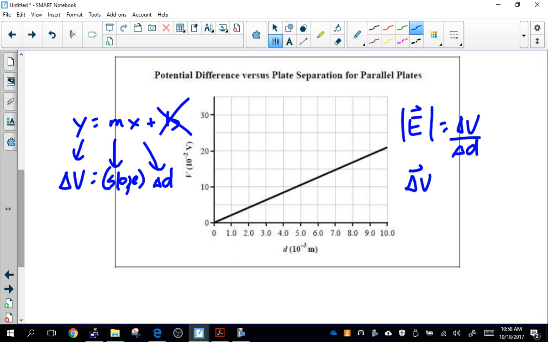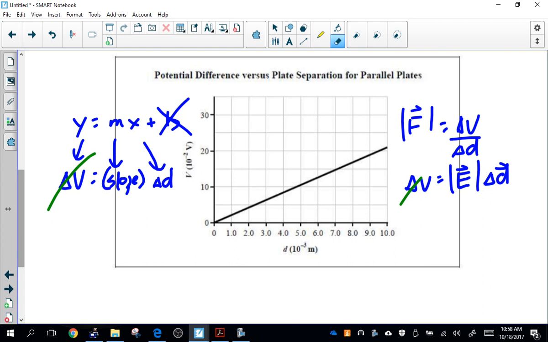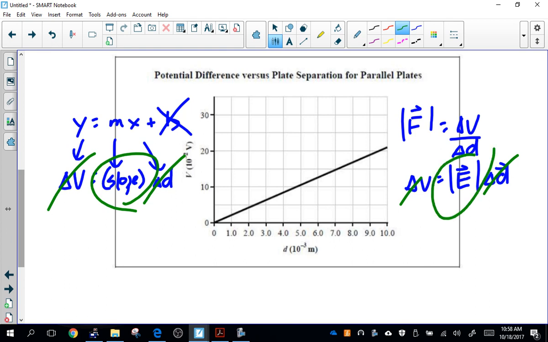You get delta v is equal to E times delta d. Oh, look. V disappears because it's in both. That shouldn't have a vector sign, by the way. Delta d appears in both. What am I left with? The slope of this graph is equal to the electric field strength.